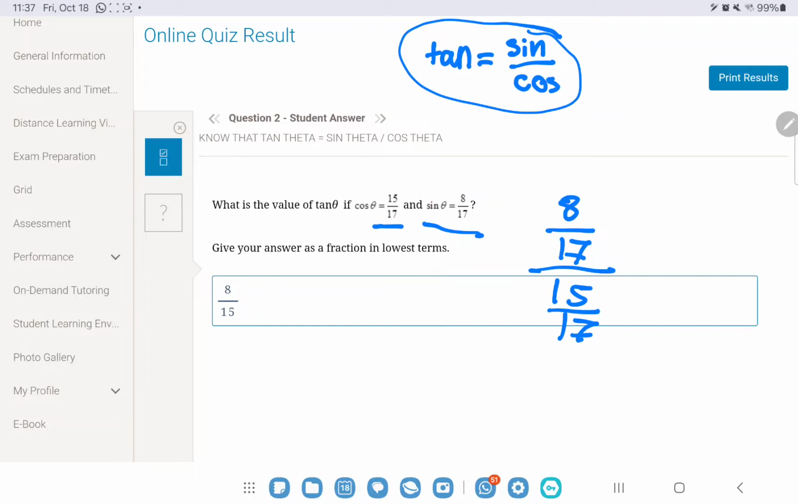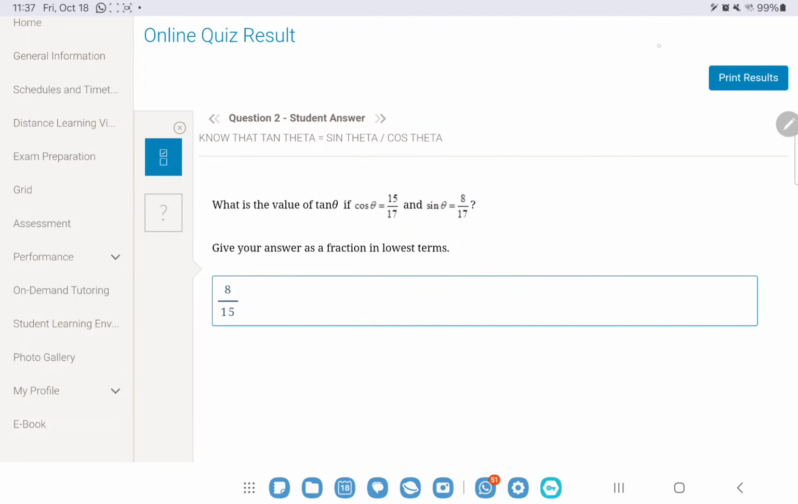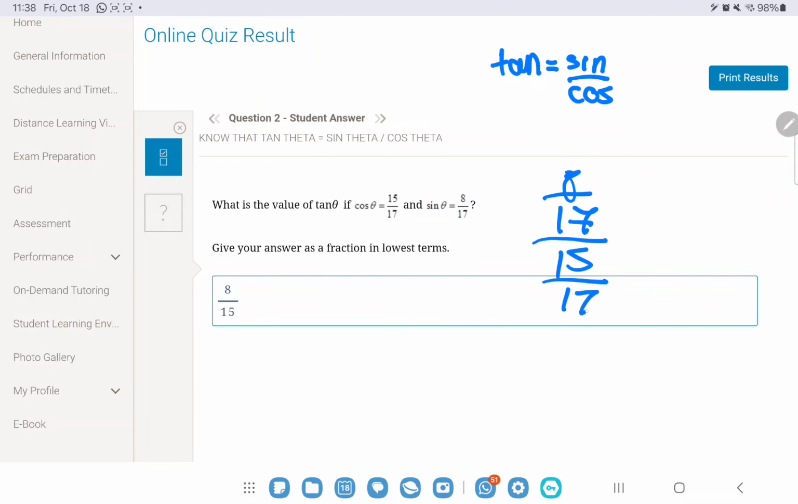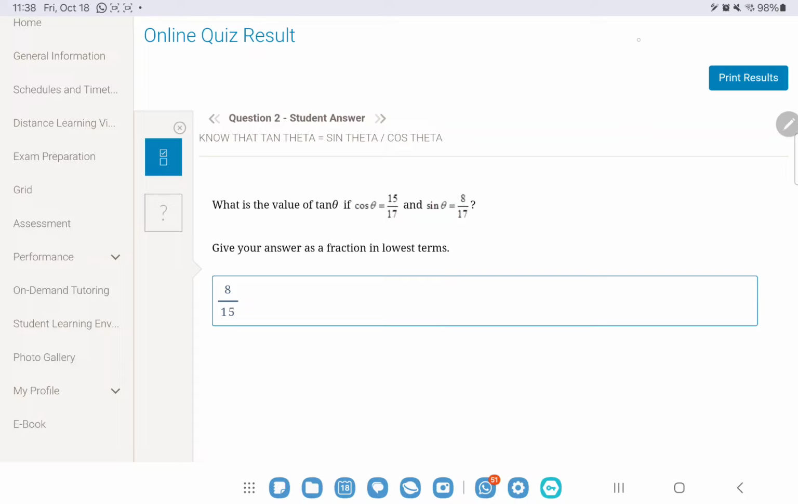But what I prefer to do is there's this other rule in math. Oops, sorry, I erased it. Wait, yeah, 8 over 17 over 15 over 17. There's this rule in math that, oh my gosh, I keep erasing it. Sorry, I barely use my tablet ever to make these videos. So tan equals sine over cosine, and it's 8 over 17 over 15 over 17. This time I won't erase it.